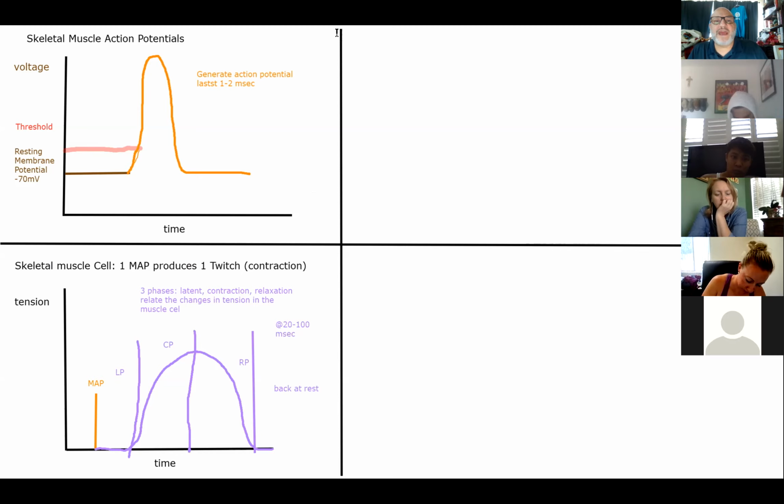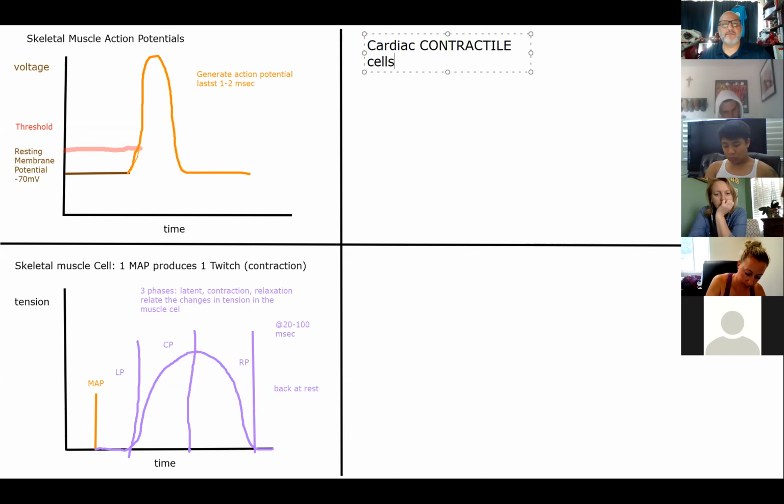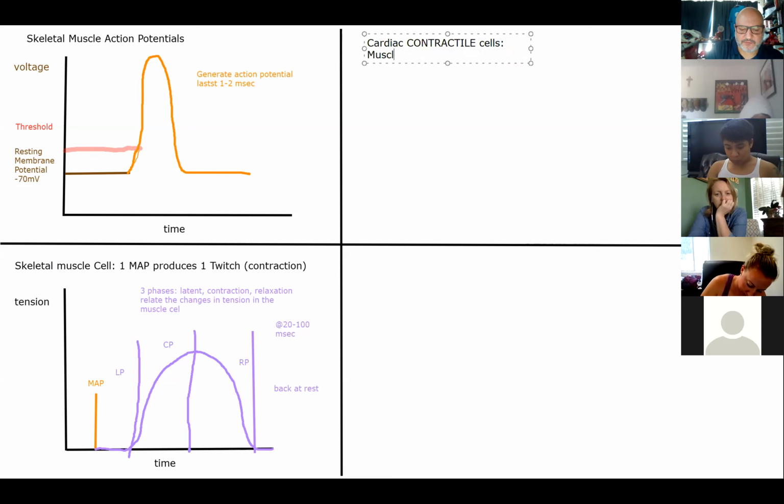But what we need to do now is compare what we know, and that's what's going on with our skeletal muscle, to what's going on in our cardiac contractile cells. So here in our cardiac contractile cells, and let's make that a little bigger. No, not that big. Our cardiac contractile cells, and now we can talk about their muscle action potential. And I gotta move my tiny windows over to the other side so I have some playroom. Excellent. Now that works.